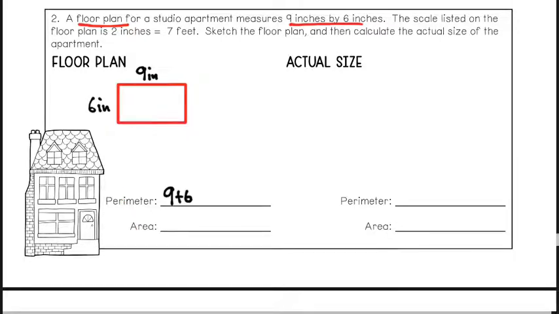The perimeter would just be adding up all the sides. So I go 9 plus 6, 9 plus 6, and I'm going to get 30 inches. The area, base times height, I'm going to go ahead and multiply 9 times 6 and get 54 inches squared.